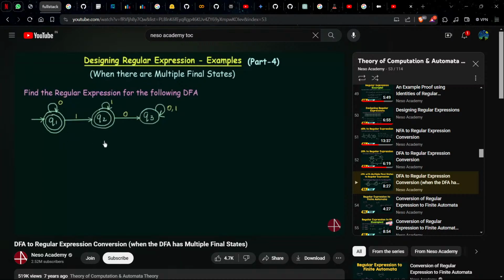We have to find the regular expressions for all the final states that we have, and at the end we just have to take the union of them. So let us proceed as we normally do. First, we'll find the equations for the states that we have here. So here we have states q1, q2, q3, and q1 and q2 are the final states.